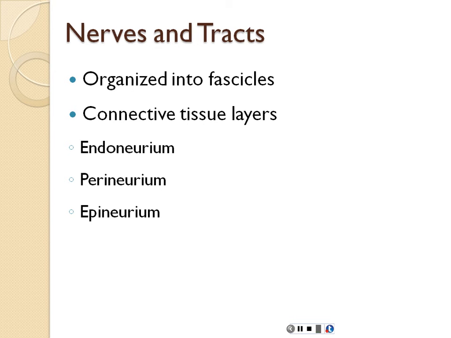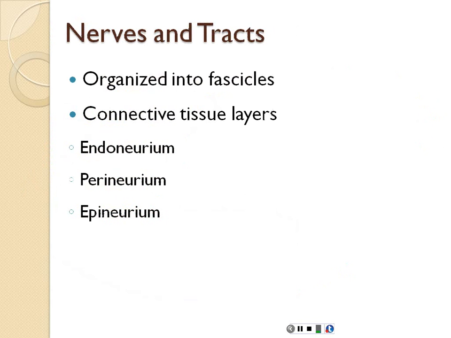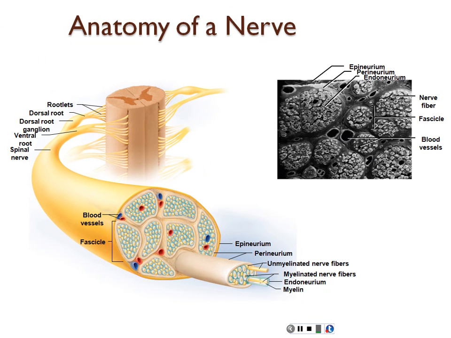Make sure you all are aware of the connective tissue layers involving a nerve. You may remember with muscles, you had epimysium, perimysium, endomysium. You have sort of the same things on nerves. So know, for example, which of those connective tissue layers covers the entire nerve. And you can see here that that is the what? Epineurium covers the entire nerve.